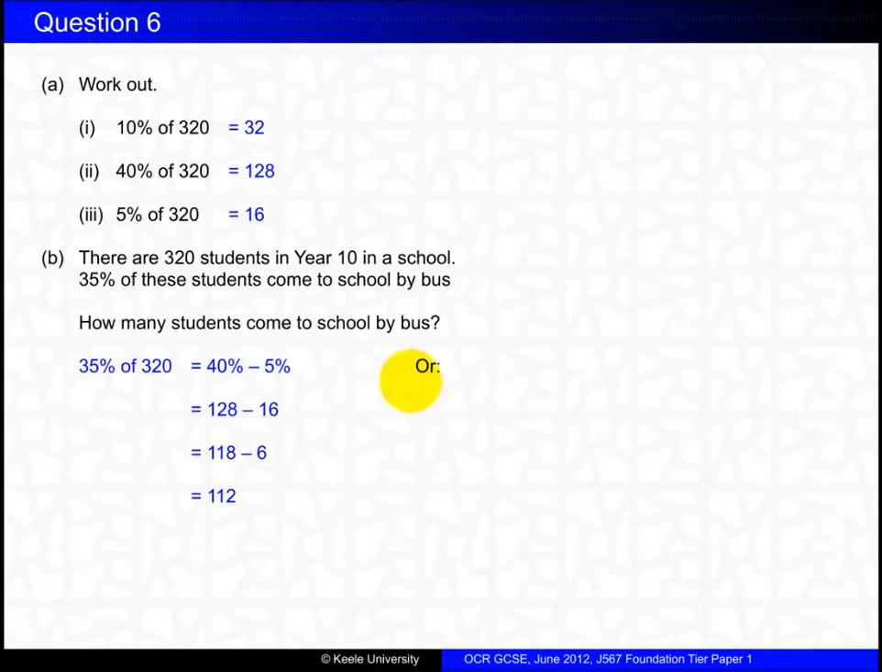Alternatively, you could say 35% is 3 lots of 10%, 32 plus 32 plus 32, plus 1 lot of 5%, so plus 16. 32 plus 32 is 64. 64 plus 32 is 96. 96 plus 16, well, adding the 10 on we get 106, plus 6 we get 112 as before.